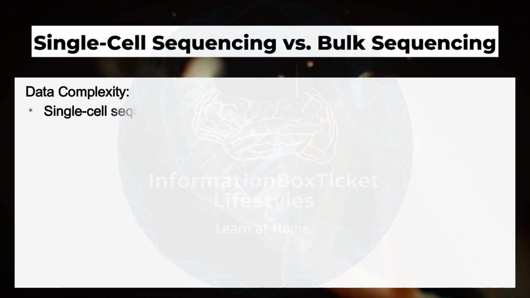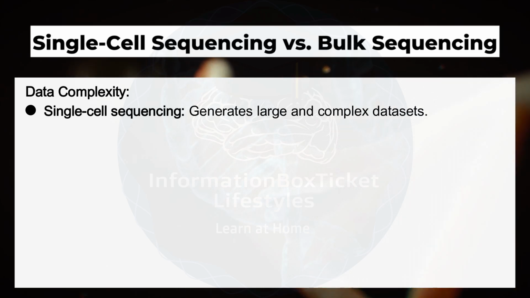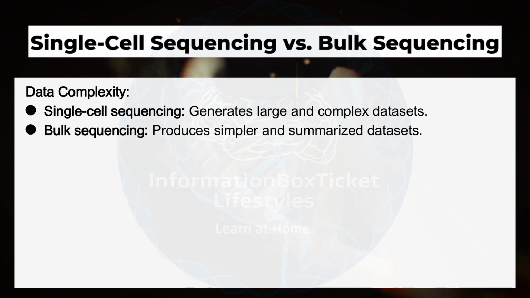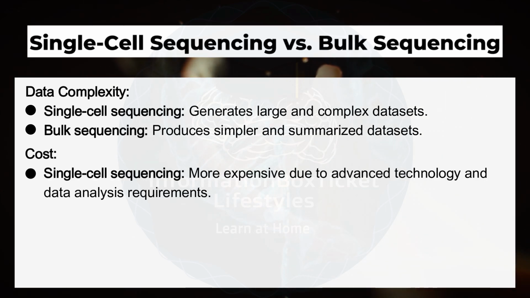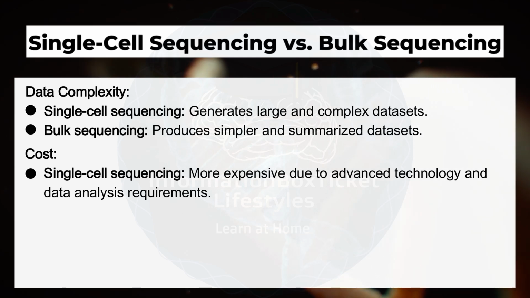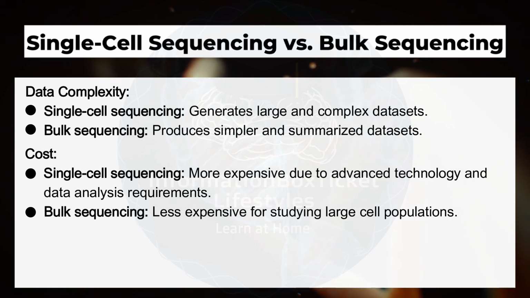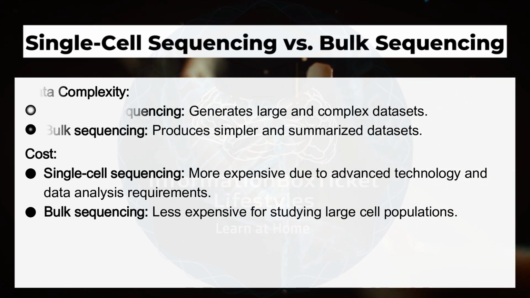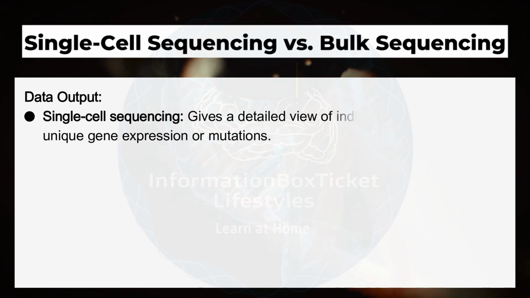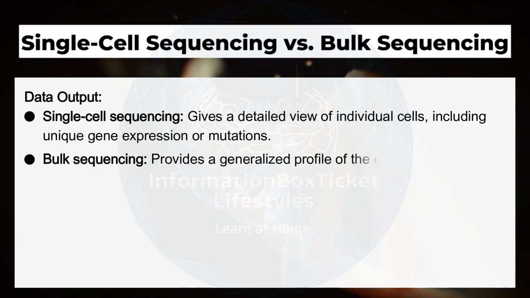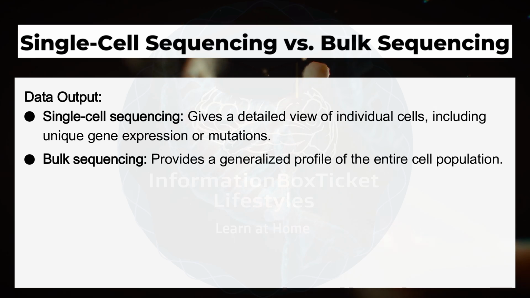Data complexity. Single-cell sequencing generates large and complex datasets. Bulk sequencing produces simpler and summarized datasets. Cost. Single-cell sequencing is more expensive due to advanced technology and data analysis requirements. Bulk sequencing is less expensive for studying large cell populations. Data output. Single-cell sequencing gives a detailed view of individual cells, including unique gene expression or mutations. Bulk sequencing provides a generalized profile of the entire cell population.